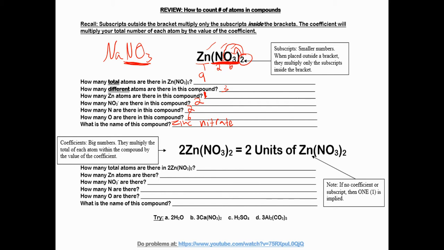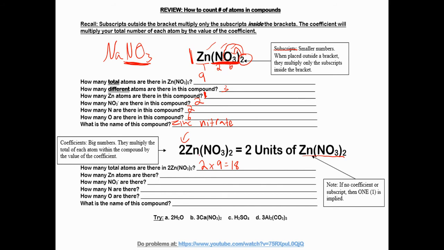So let's go and take a look at this example here. Here we put a coefficient in the front, a big number in the front, right? Remember, subscripts are the small numbers, and then coefficients are the big numbers. And they basically tell you to multiply everything by 2. So here we have 2 units of zinc nitrate. If 1 unit had 9 atoms, then 2 would be 2 times 9, 18 atoms. Let's see if that actually works out.